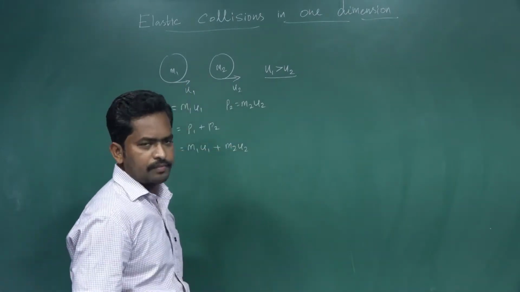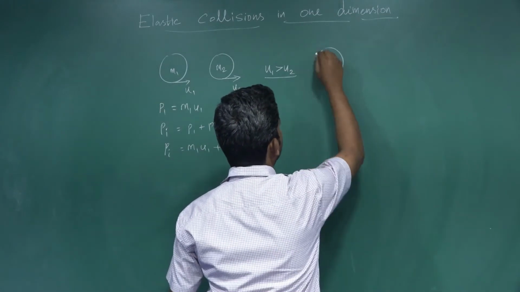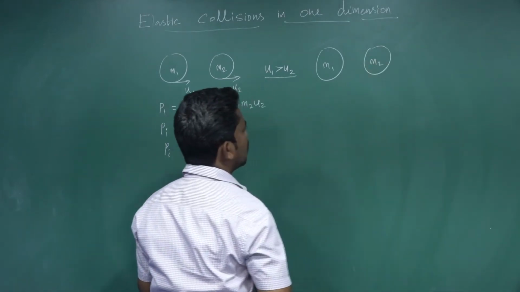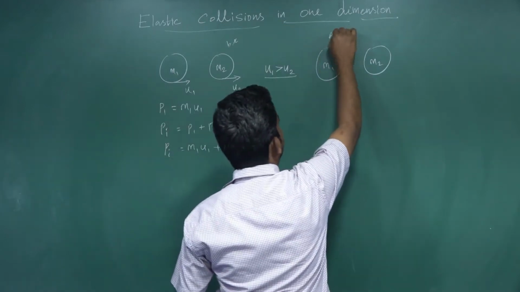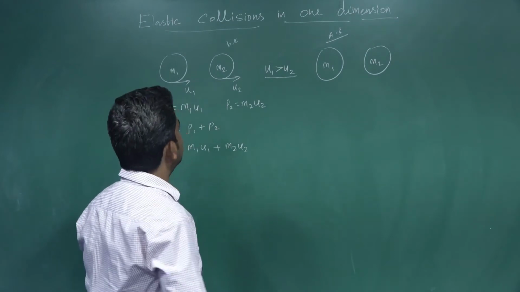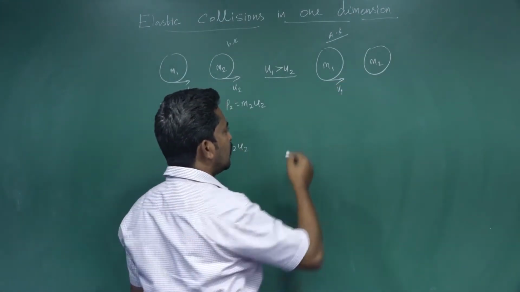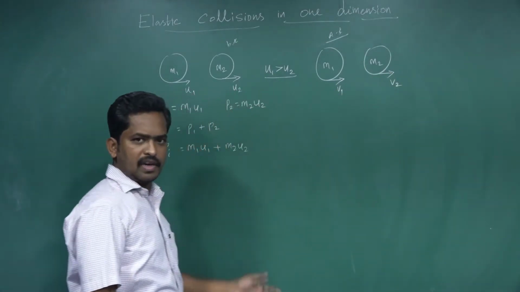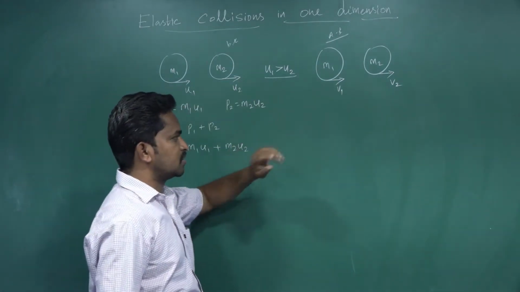The first body collides with the second body. After that, the velocities change. So the first body has mass m1, the second body has mass m2. This is before collision, and this is after collision; the velocities of the two bodies change. The final velocity of the first body is v1, and the second body's final velocity is v2 after collision. The masses remain the same, there is no change; only the velocities change.